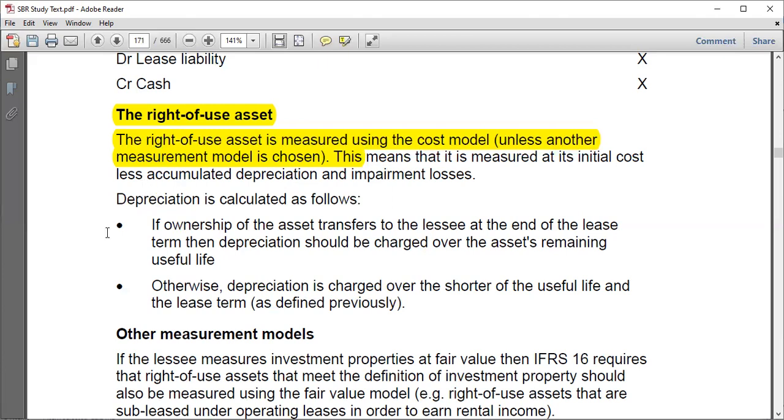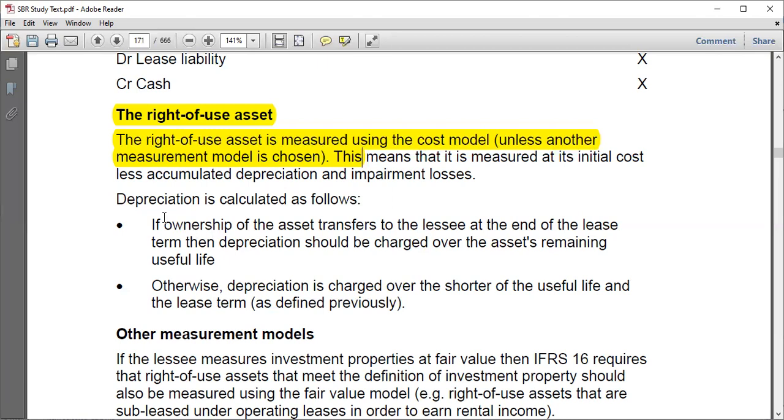Depreciation is calculated as follows. How do you determine depreciation now? As for this, you need to be careful. You know why? Let's say you have an asset and it has a useful life of 10 years, but the lease is only for 4 years. For how long will you depreciate it? That is an issue. So you just need to check here.